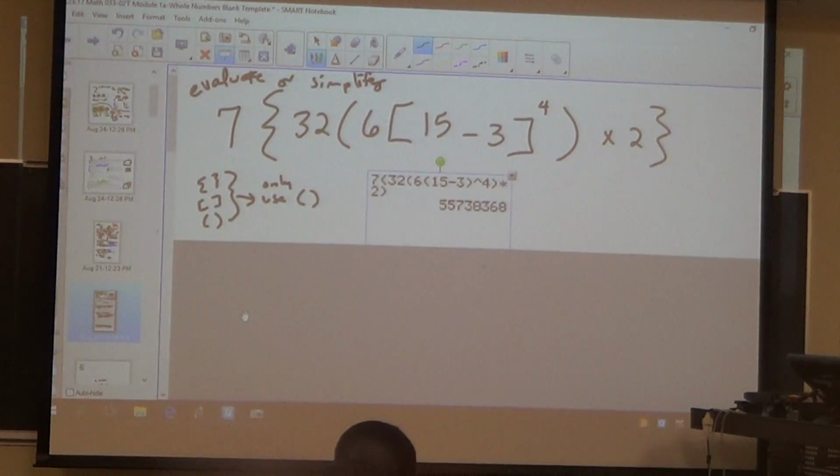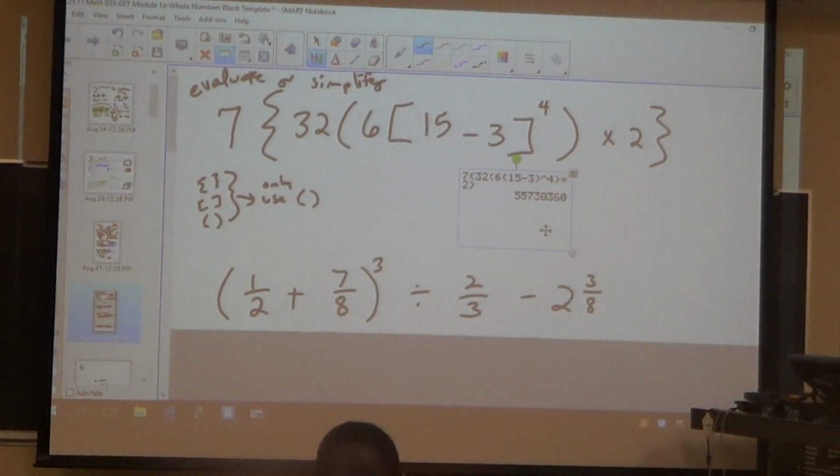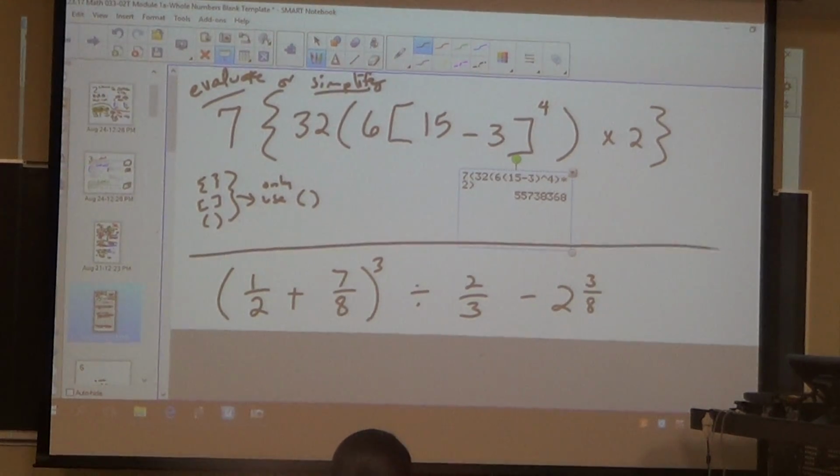Try doing that one by hand. Amen. You know, I ain't doing it. Now, with a fractional problem, again, if it says evaluate or simplify, that just means work it out. Work it out, get an answer. So, for this next problem, if I say simplify, that just means work it out.